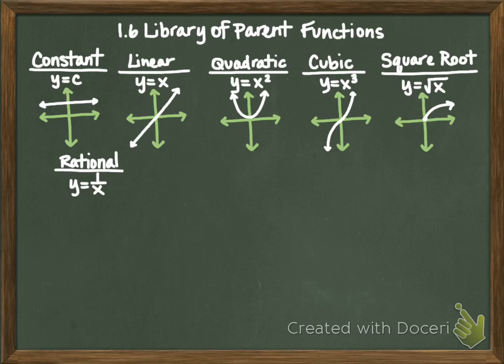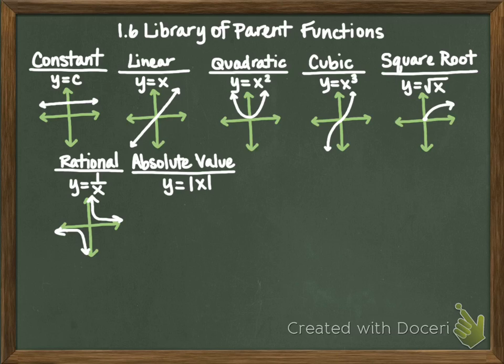Next is a rational function, y equals 1 over x. Remember, rational is when it looks like a fraction or it has an x in the denominator. So a rational function is going to have a couple of different sections to it. Sometimes it can have 2, sometimes 3, but it's always going to have some asymptotes in the graph or places in the graph that it will never touch.